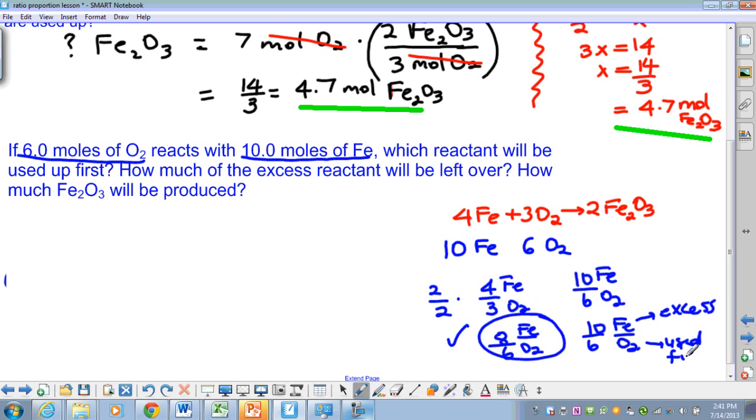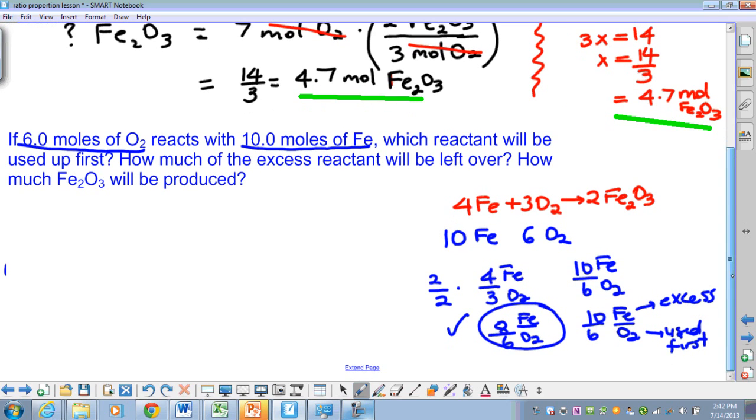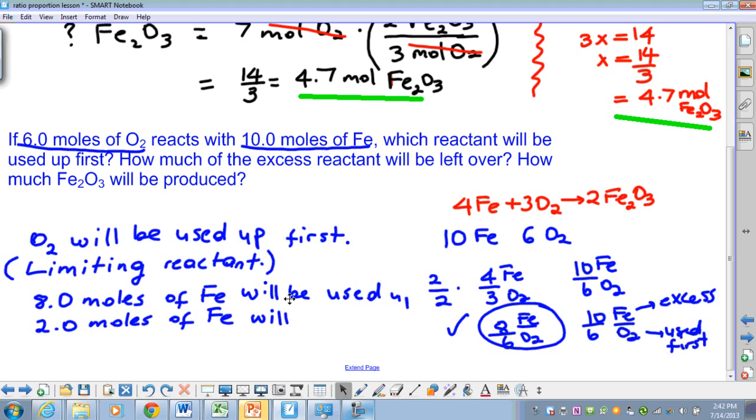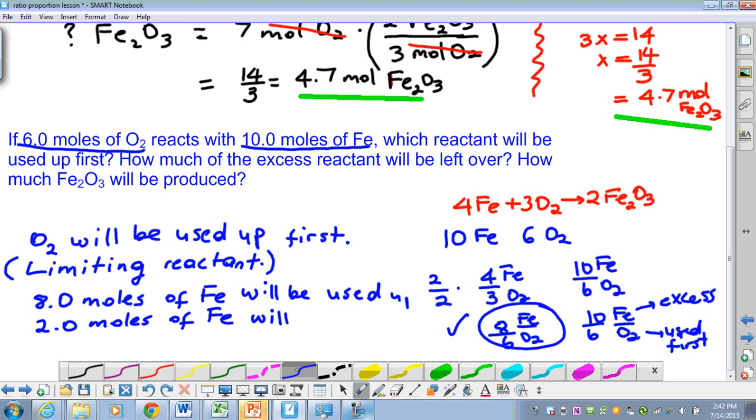So that means oxygen is your limiting reactant for this question. Because you only need 8 moles of iron to react with 6 moles of oxygen, you're going to have 2 moles of iron remaining. That will be the reactant left over, and the answer will be 2 moles. So oxygen will be used up first, therefore it's the limiting reactant. 8 moles of iron will be used, and 2 moles of iron will be remaining.